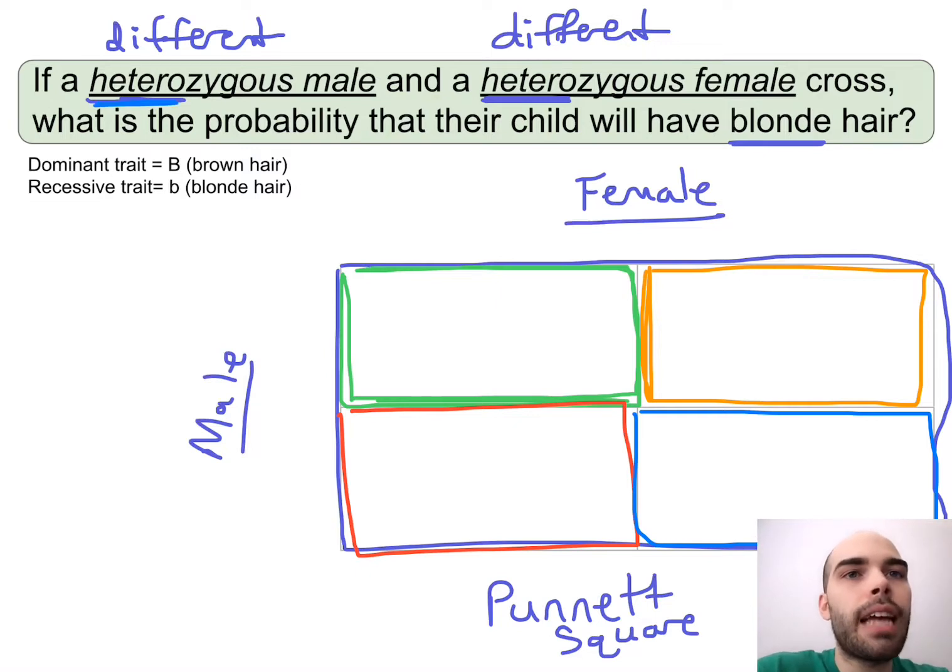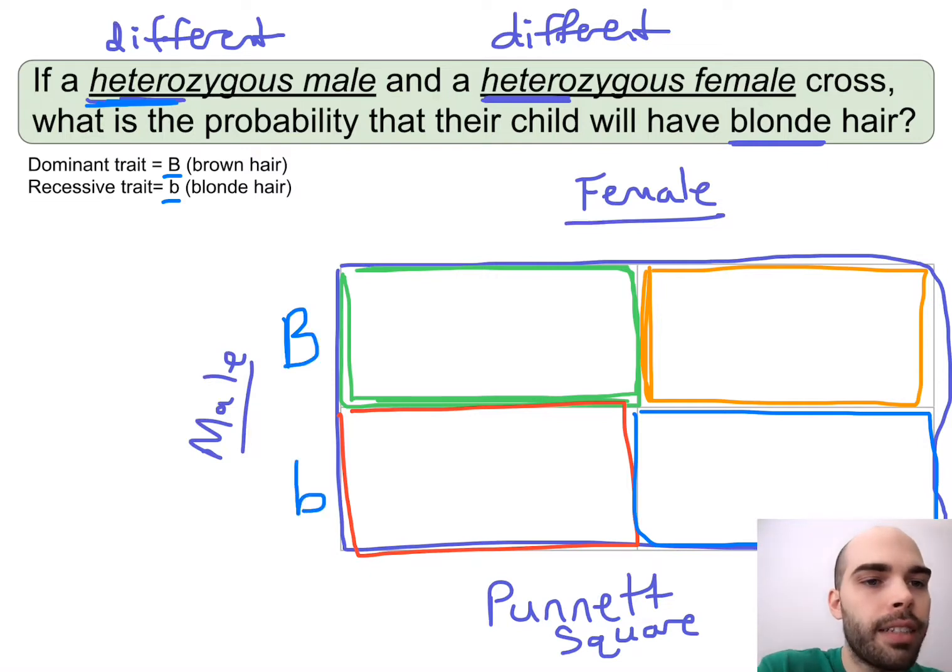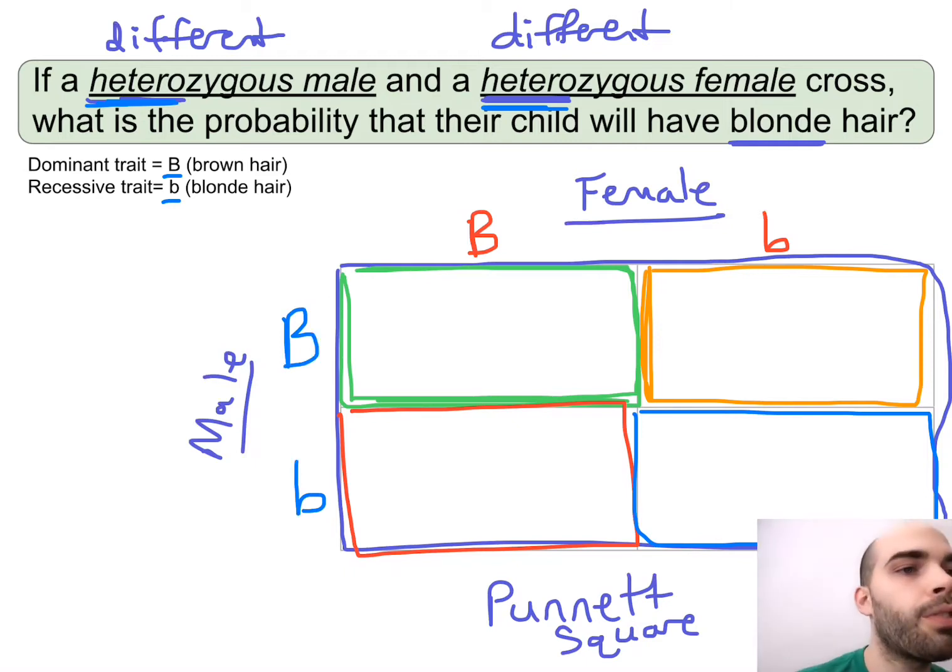Since this is a heterozygous male, hetero means different, so he would have an uppercase letter and a lowercase letter. I'm going to write his uppercase letter right here. This is the allele for brown hair. And I'm going to write the lowercase letter here. This is the allele for blonde hair. Same thing we can do with the female. She is heterozygous as well, so she has an uppercase letter, the allele for brown hair. She also has a lowercase letter, which is the allele for blonde hair.